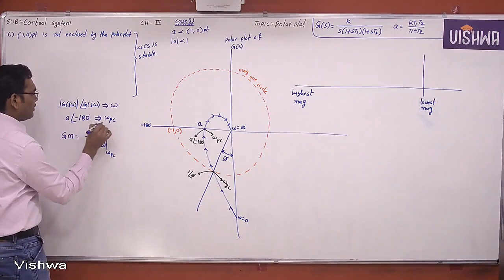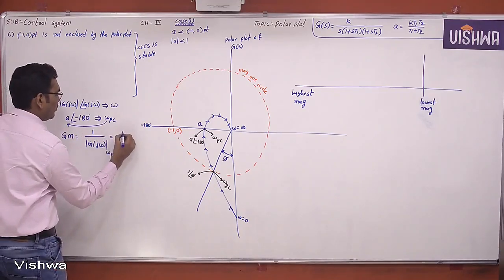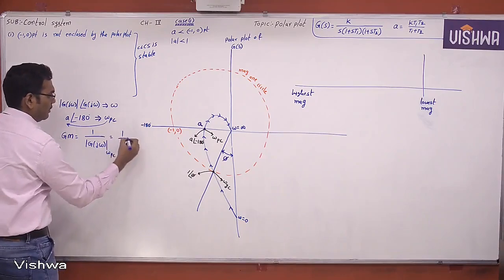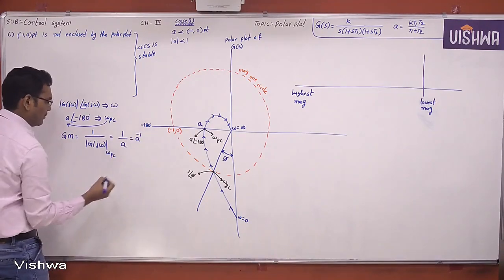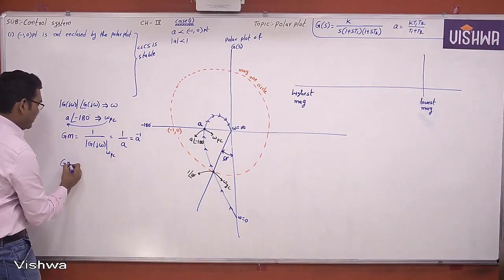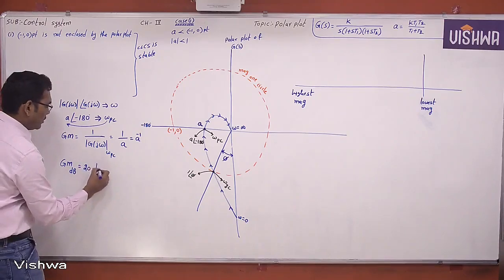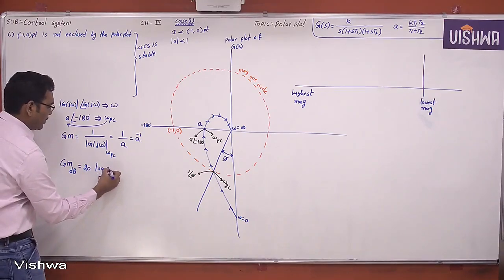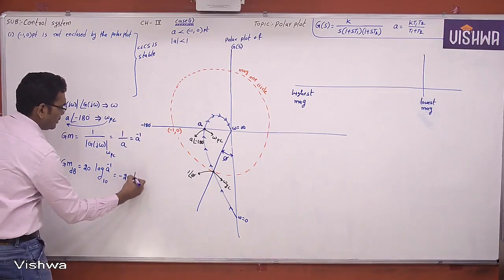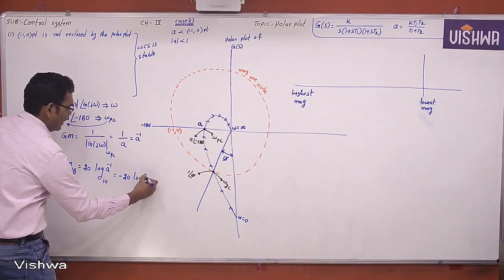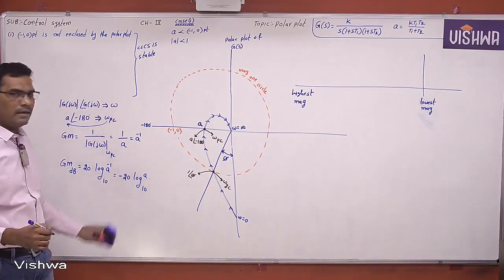At phase crossover frequency, what is the magnitude? At phase crossover frequency, magnitude is A. Therefore, 1 divided by A, which is equal to A power minus 1. What is the gain margin? The gain margin in terms of dB is equal to 20 log A power minus 1 base 10, which is equal to minus 20 log A base 10.